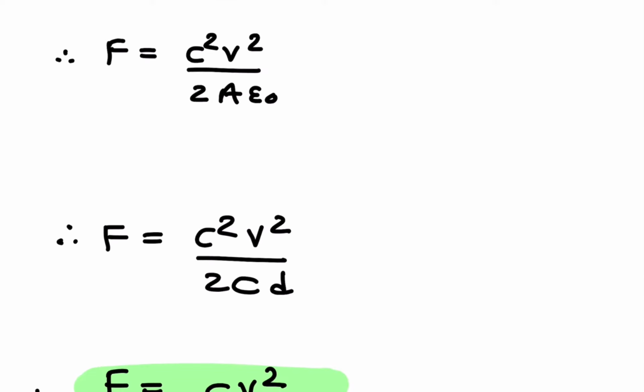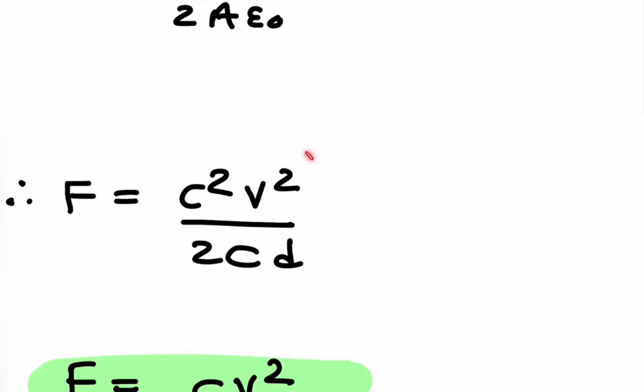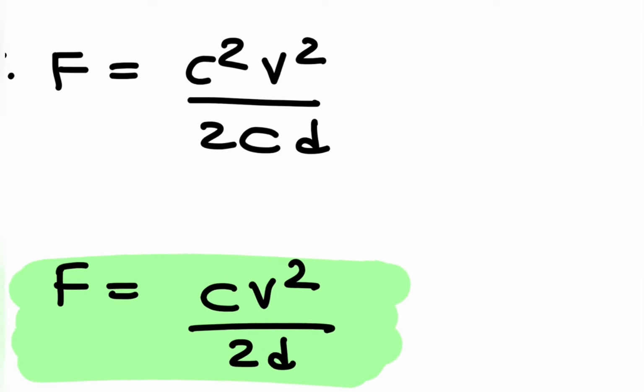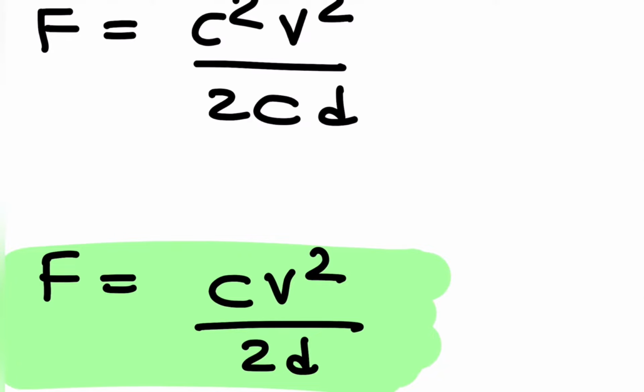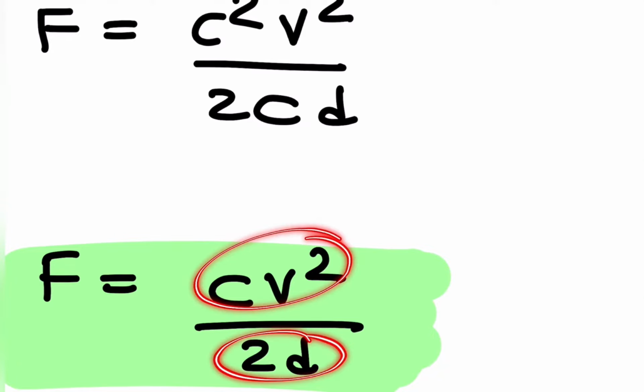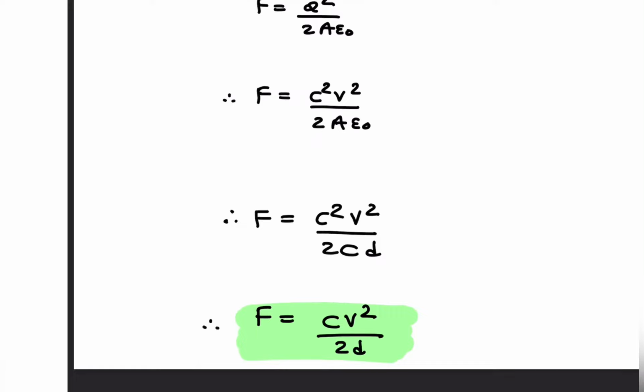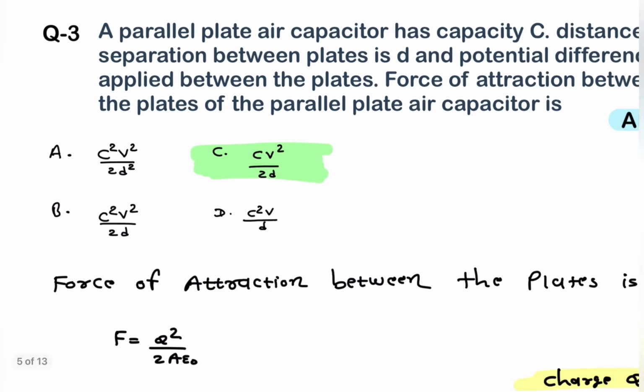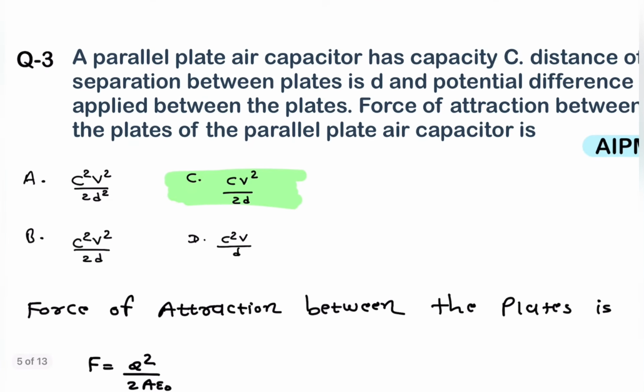So F is equal to C square V square in the numerator, divided by, in place of A epsilon naught, we can write 2 times C into D. So F is equal to C V square by 2D, that is the force of attraction between the two parallel plate air capacitor. Option number C is correct.